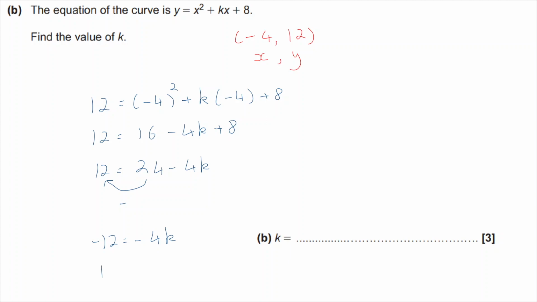Now to get k on its own, you've got to do negative 12 and divide it by negative 4. You are dividing two negatives. Okay, so you're going to get a positive answer of 3. So 3 is your answer. Okay.